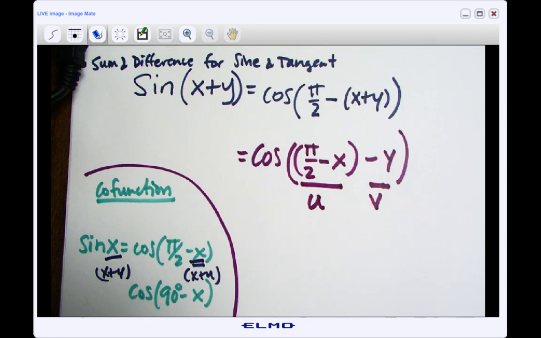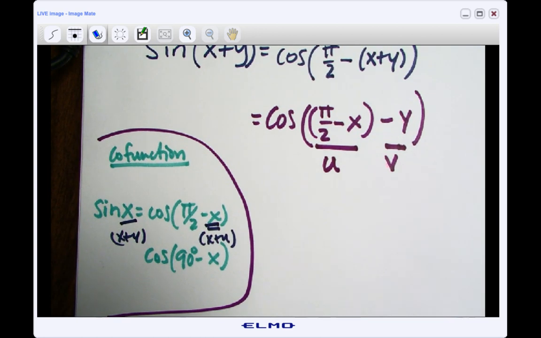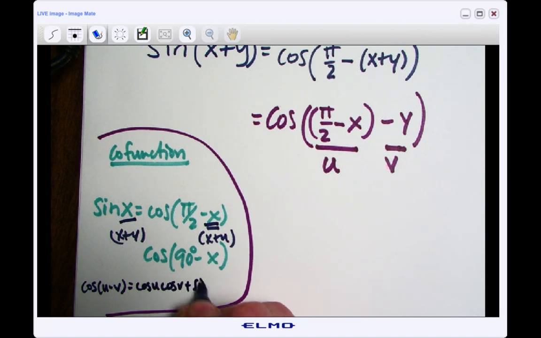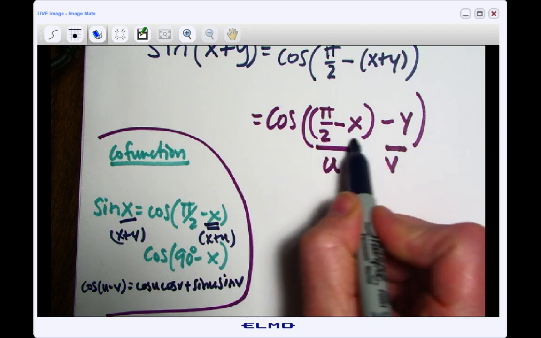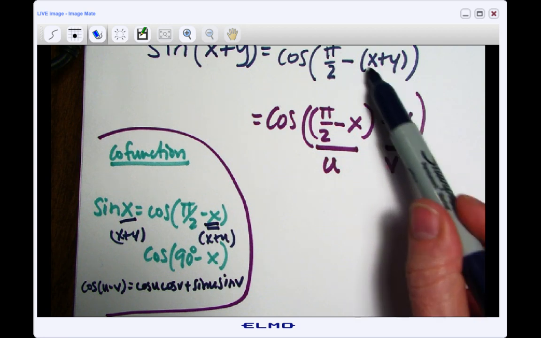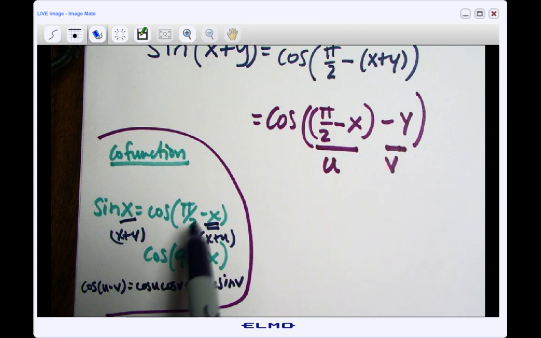So if you remember our sum and difference formula for cosine, maybe I can just move this down a little. We'll keep this one. Our sum and difference formula for cosine, of course, is cosine u minus v is equal to cosine u cosine v plus sine u sine v. So I'm actually going to use this formula now where this is my u and this is my v. And why did I regroup it? It's because I don't really know what to do with this, but this is something I know what to do with because we just talked about our cofunction identity. So I'll probably be able to use that one.